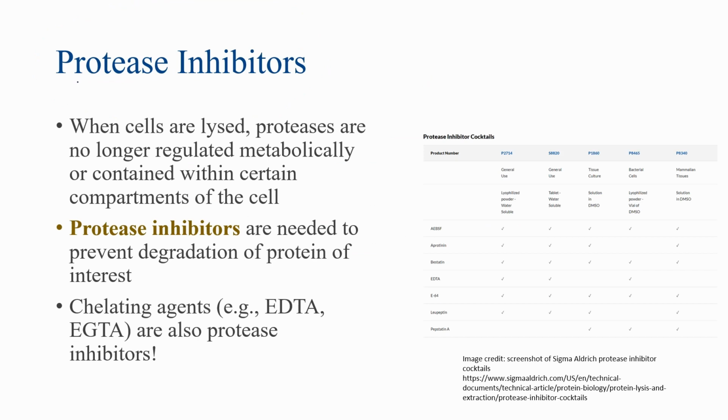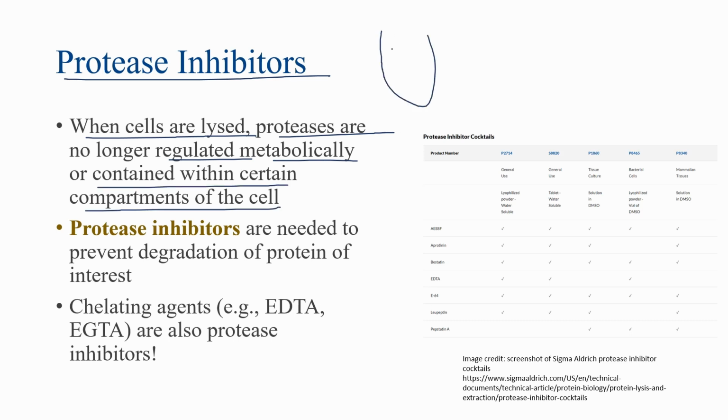A fundamental component of cell lysis buffers are protease inhibitors. When cells are lysed, proteases are no longer regulated metabolically or contained within certain compartments of the cell. And this makes it so that your proteins within the cell lysate are vulnerable to the rampant activity of proteases that are found within the cell. This is why we use protease inhibitors within cell lysates. Protease inhibitors are needed to prevent degradation of your protein of interest within your cell lysate.